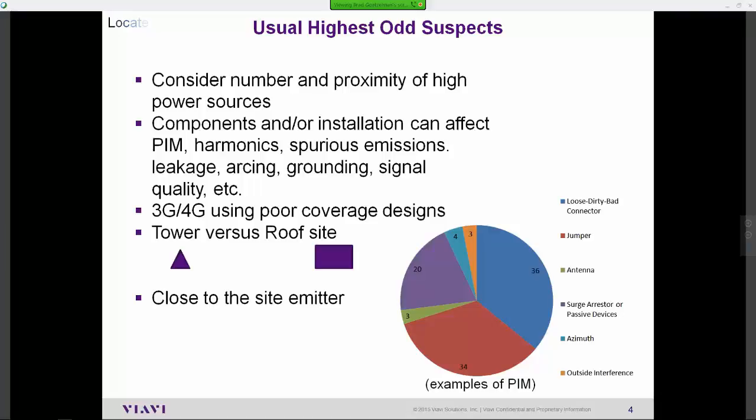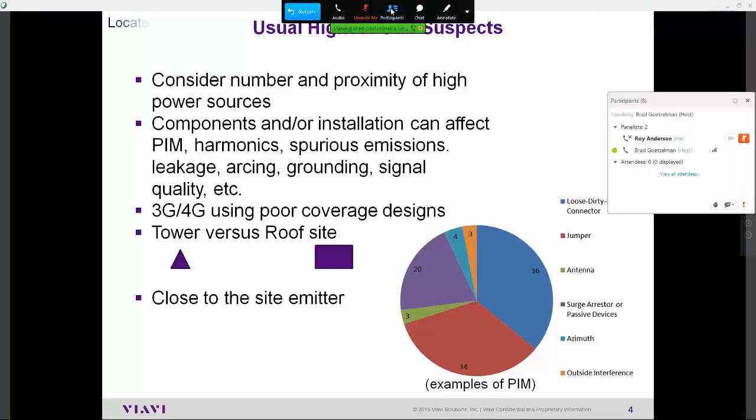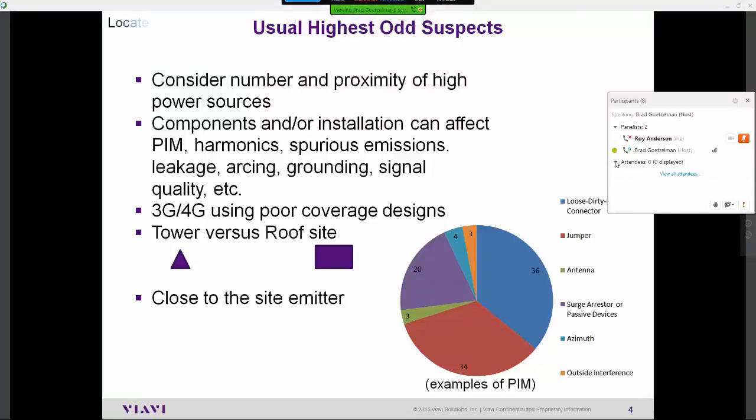Another very common source of problems is tower versus roof sites. On a tower you get a nice triangular shape, and all your antennas are shoulder to shoulder, and they generally don't have too much problem with each other. As soon as you go to a roof site, where you're looking at a rectangular shape and trying to create a cellular pattern, which is often a six-sided hexagon, you sometimes have antennas pointing at the backs of other antennas.